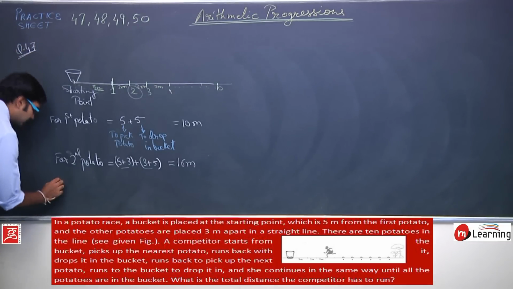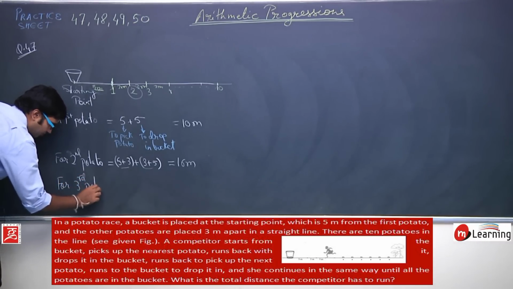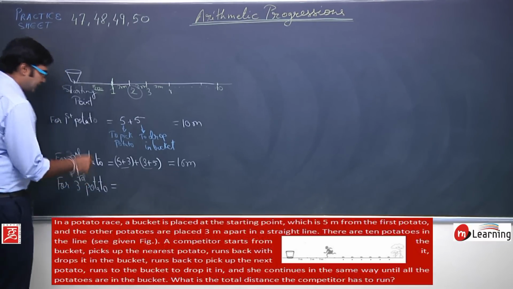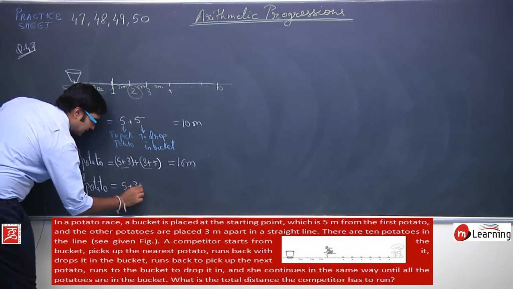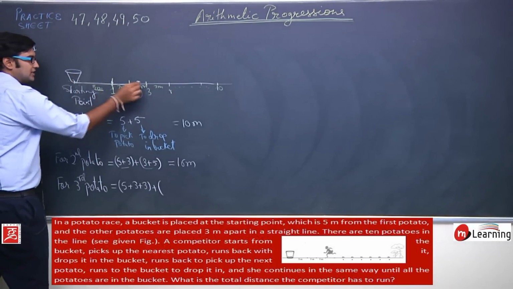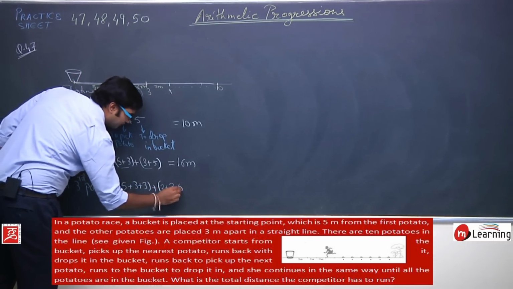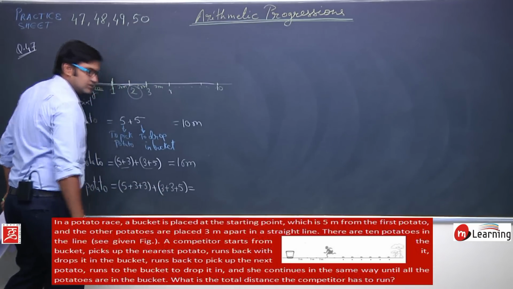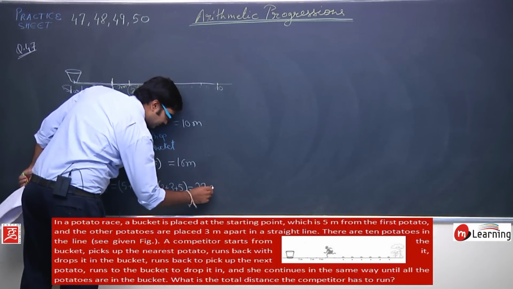Similarly for the third potato, to pick the third potato and drop it inside the bucket, she needs to run 5 plus 3 plus 3 meters, and then to drop this potato in the bucket she needs to run 3 plus 3 plus 5. So in all she needs to run 5 plus 5 is 10, and this is 6 and 6. So 6 plus 6 is 12. So 12 and 10 is 22 meters.